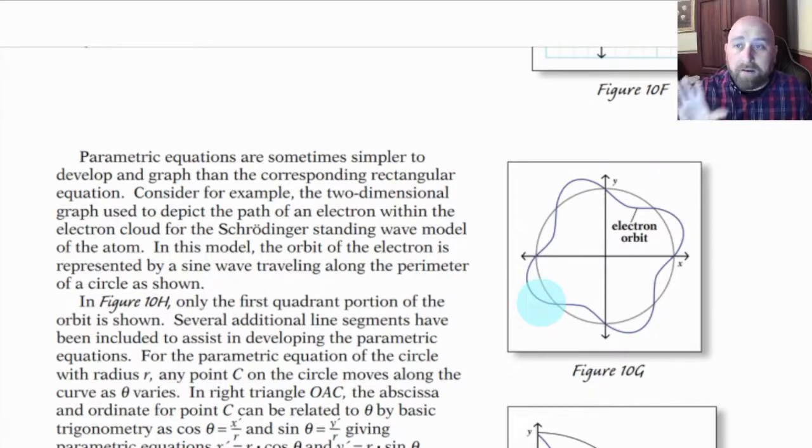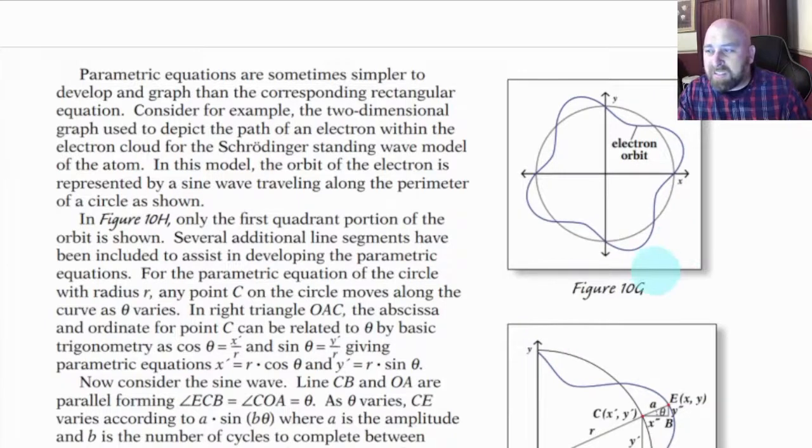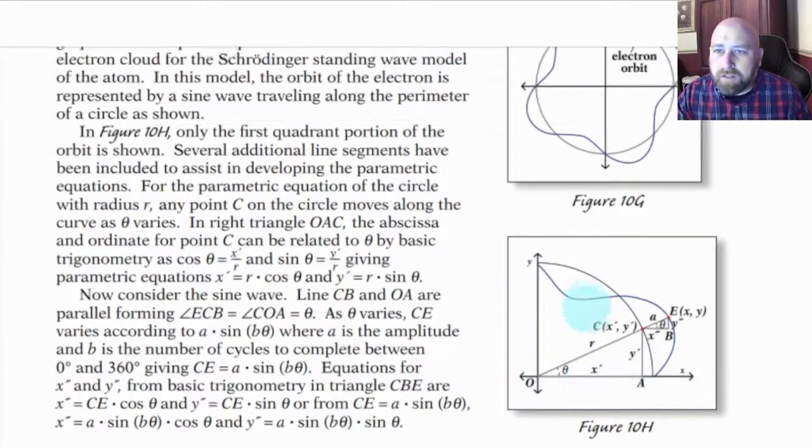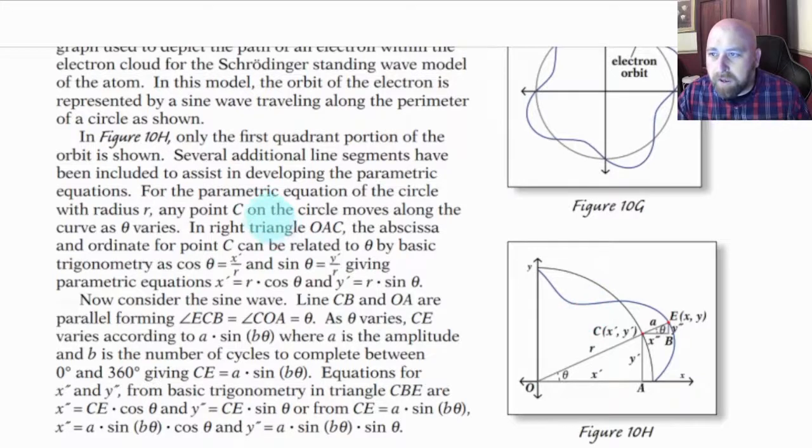So we have here a parametric equation. Now, in figure 10H, only the first quadrant is shown. So 10G was showing the whole circle. What they do here is blow up the first quadrant. Over here, in the electron orbit section, this is what they're showing you, the first quadrant. You can be looking at this in your book as I'm showing it to you on the screen, but here is a blow up of that first quadrant section of the circle. So only the first quadrant portion of the orbit is showing. Several additional line segments have been included to assist and develop.